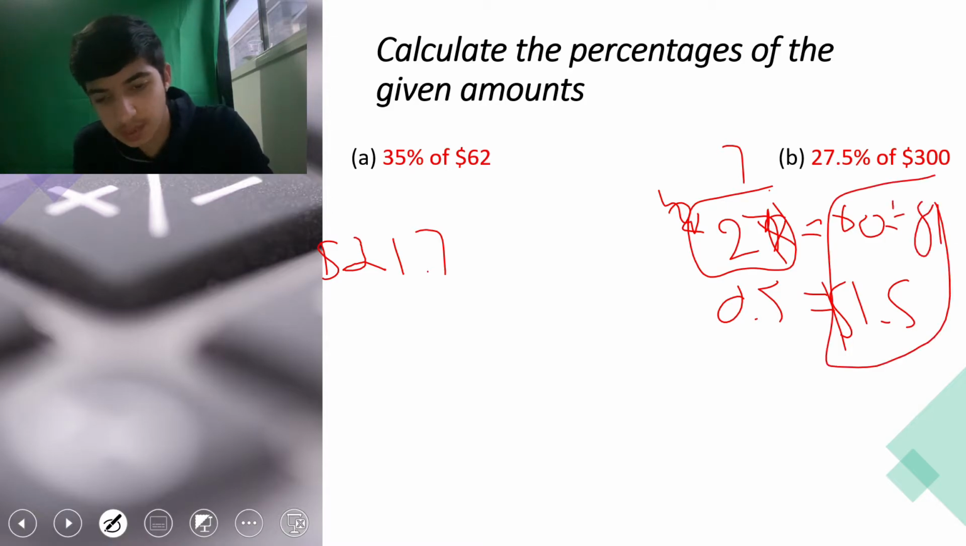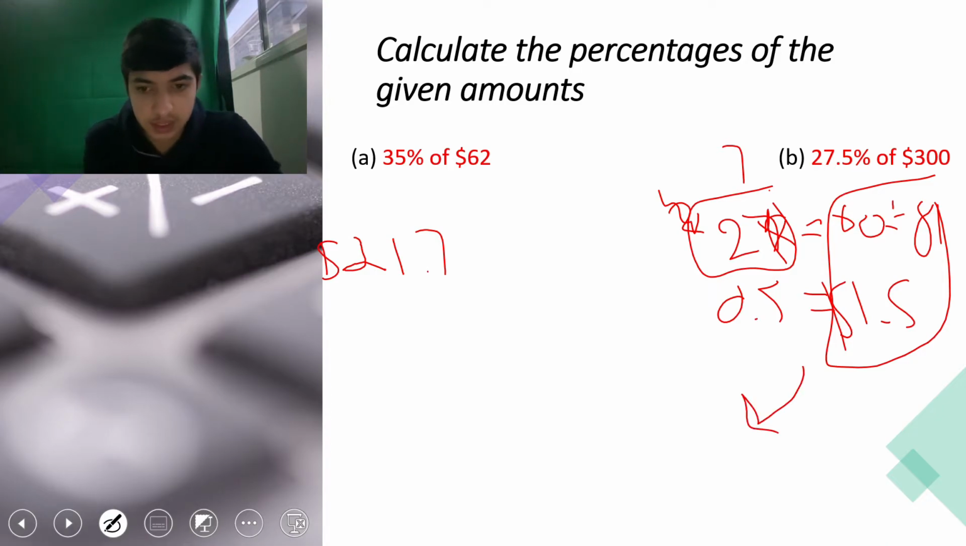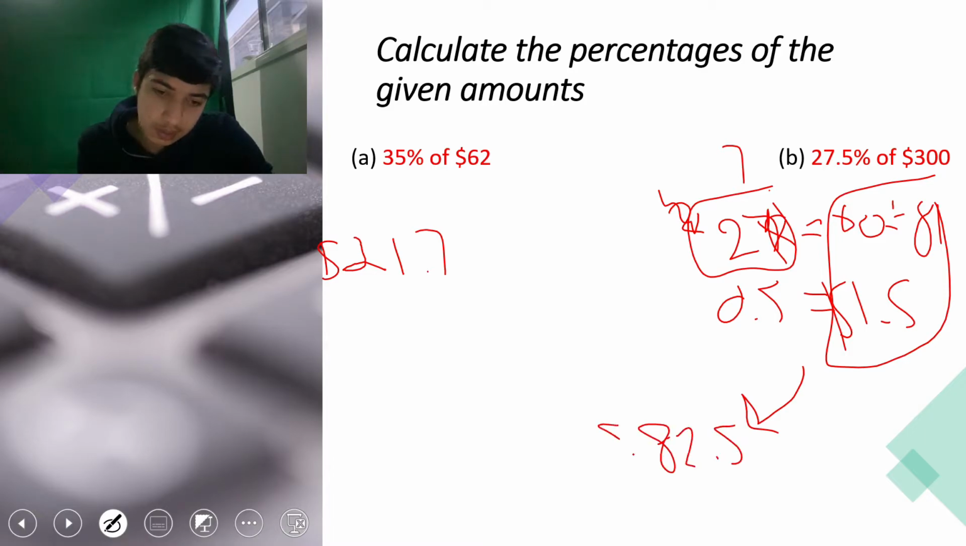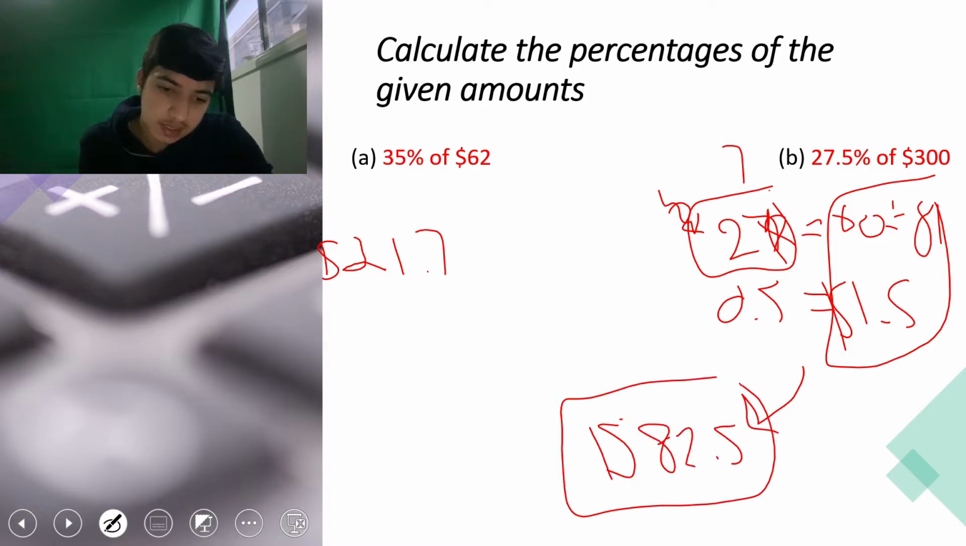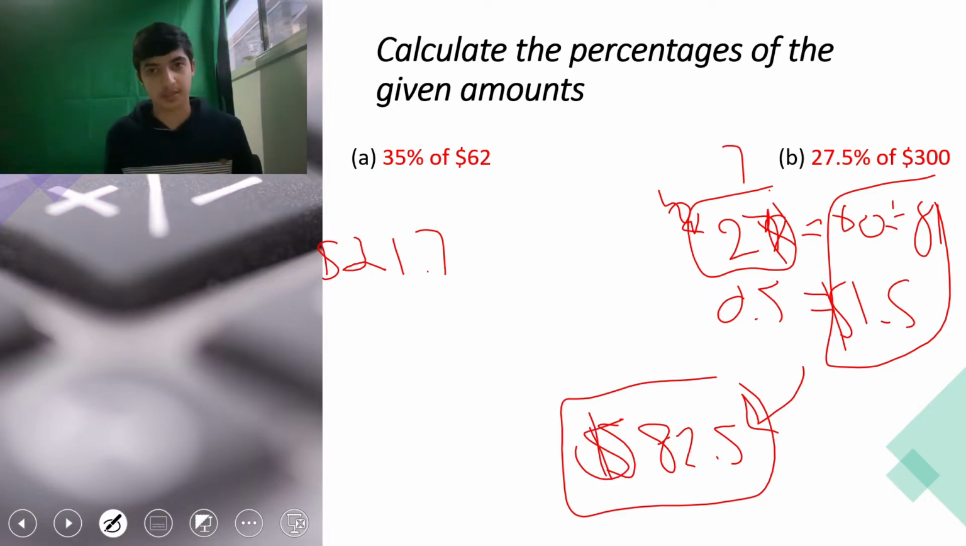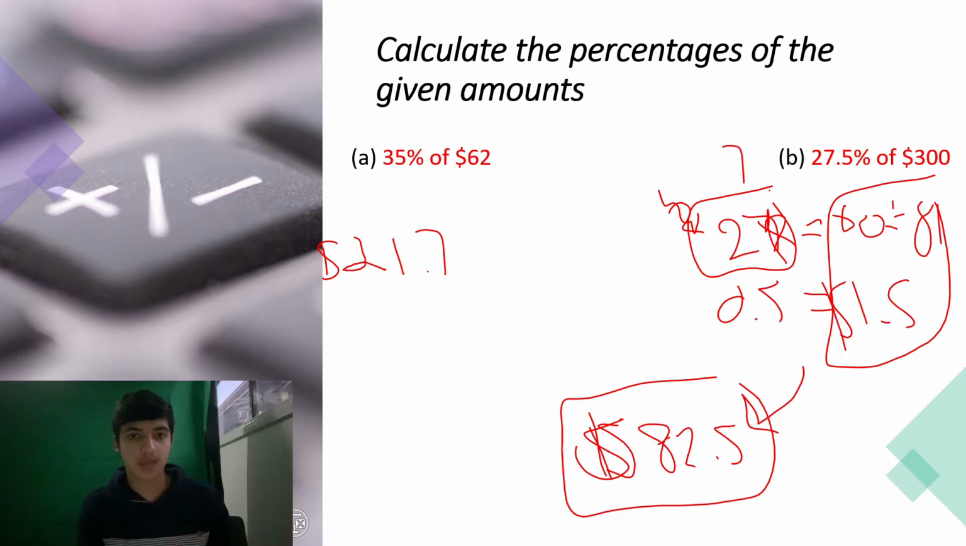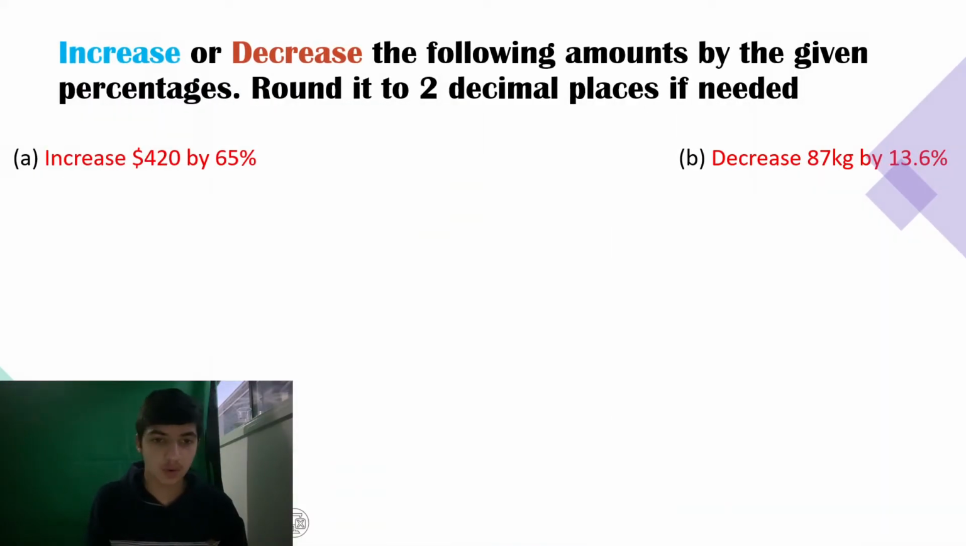Now we have them both here. Now we add them. It would be 81 plus 1.5, $82.5. And that is the answer. So if you come across any questions like these, do either of these two methods. Pretty simple and easy. Now, we go into the next one.